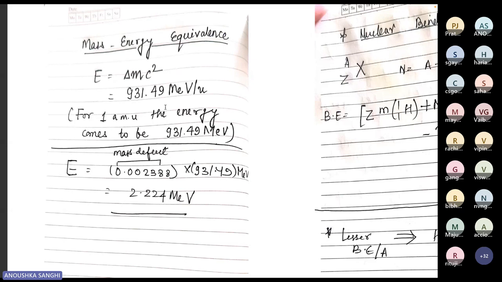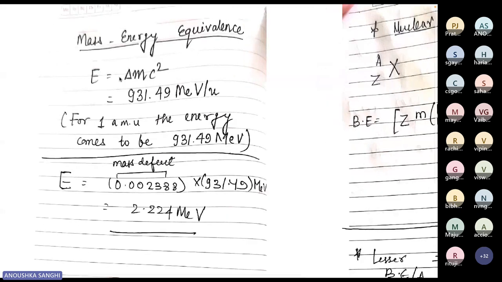One possible explanation is that when the deuterium atom was formed in the first place from its constituent particles, there was a huge energy release. So how could people explain this? The possible explanation was that the huge amount of energy released in the process corresponded to that mass defect. Mass defect can be converted to that energy, which is the mass energy equivalence of Einstein: E is equal to del m c squared.